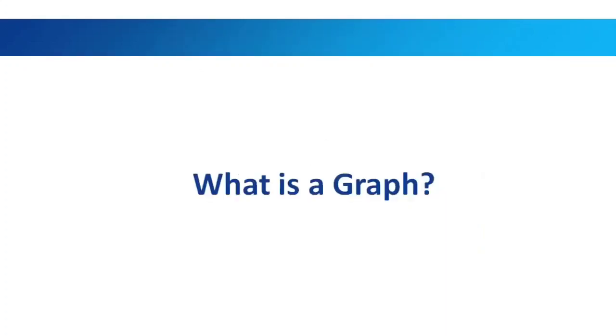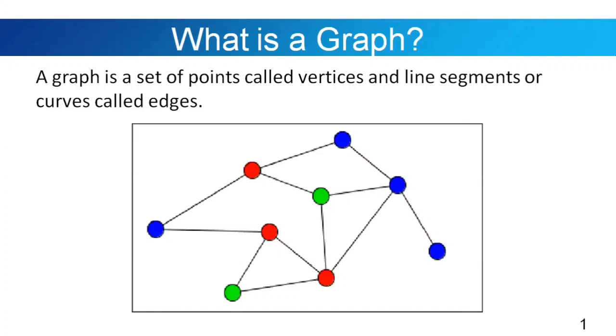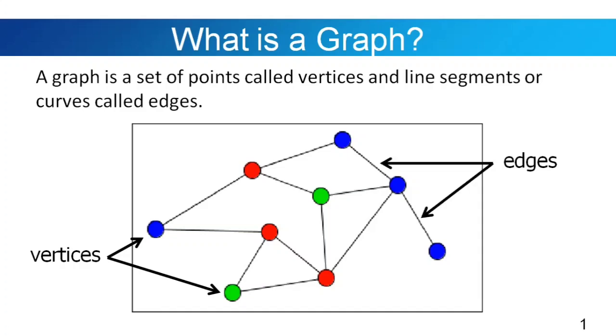What is a graph? A graph is a set of points called vertices and line segments or curves called edges. In the picture, the colorful dots or points are our vertices, and the line segments connecting all the points are our edges.